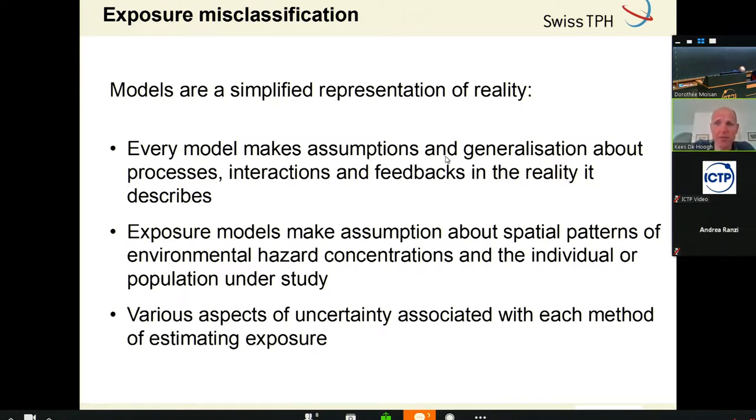Exposure models also make assumptions about the spatial patterns of the environmental hazard concentrations, and also about spatial patterns of individuals or populations under study. An example of this is that a lot of the air pollution studies assume we all live and work at home. We don't really move at all, which is of course not the case. We travel to work, we work in a different place from where we live, and then we go back home again. So we move around in the environment. This is something we have to take into account as a slight misclassification. So there are various aspects of uncertainty associated with each method of estimating exposure.